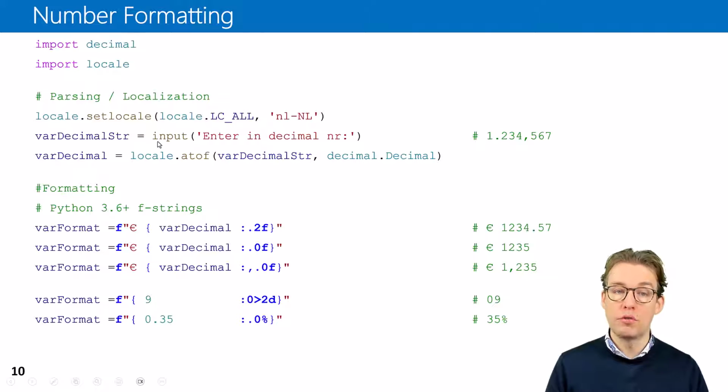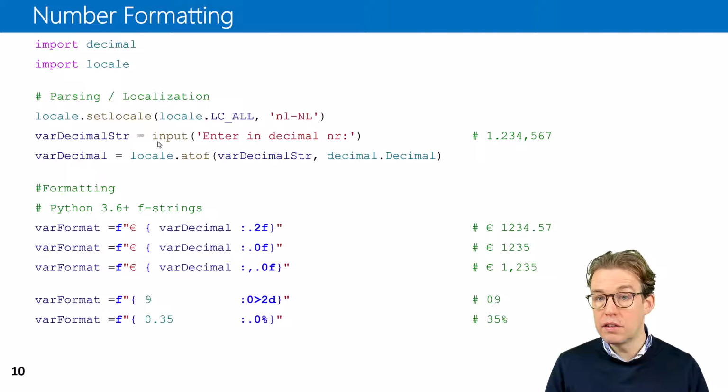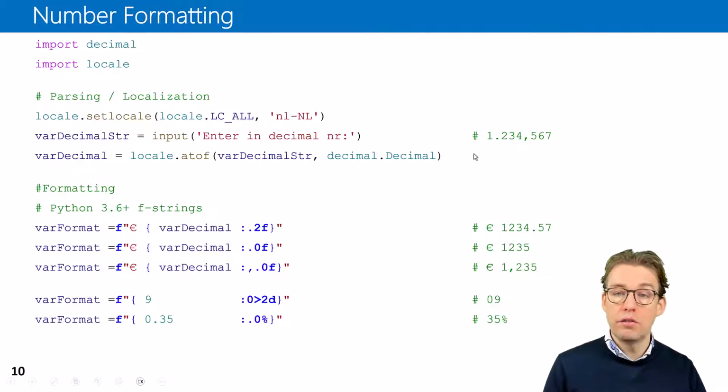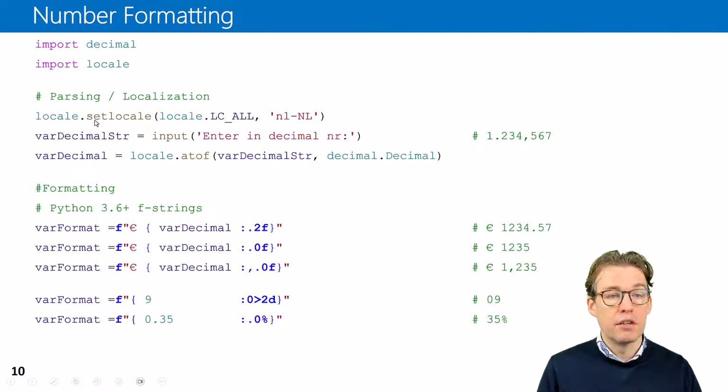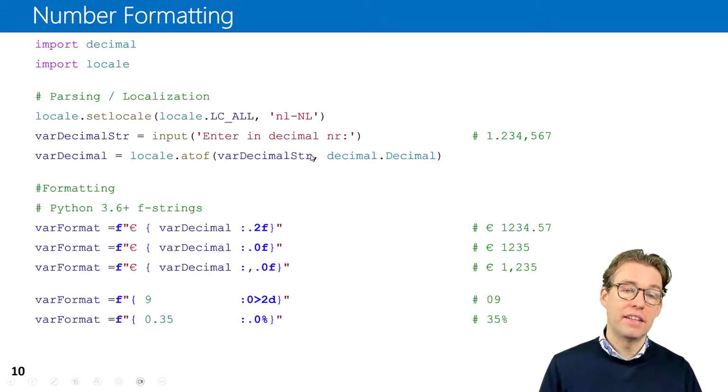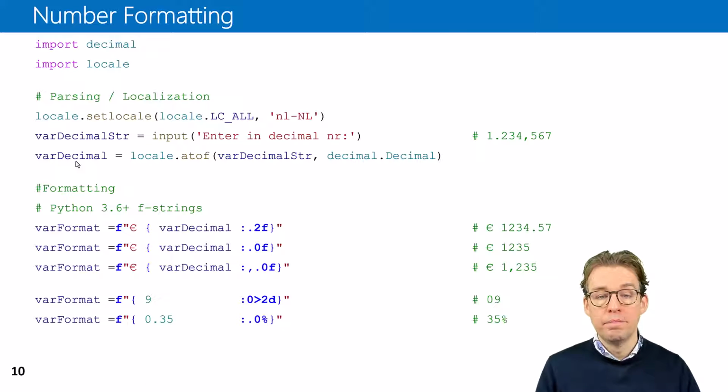With the input function, you can ask somebody to type something in. So I can type in a value, like in this case. This is formatted the Dutch way. So we use a comma as a decimal separator and a dot for the thousand separator. And here I can specify the locale to be Dutch in the Netherlands. And then it's going to parse it correctly, and the decimal variable will be a correct decimal.